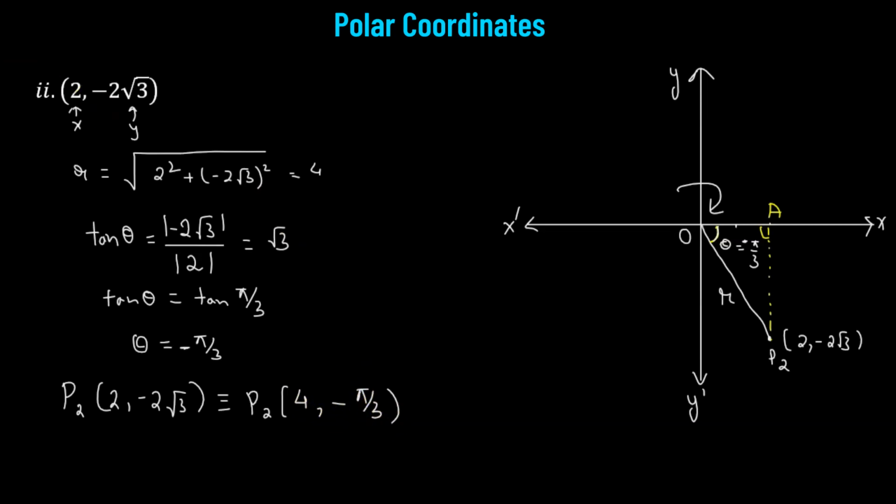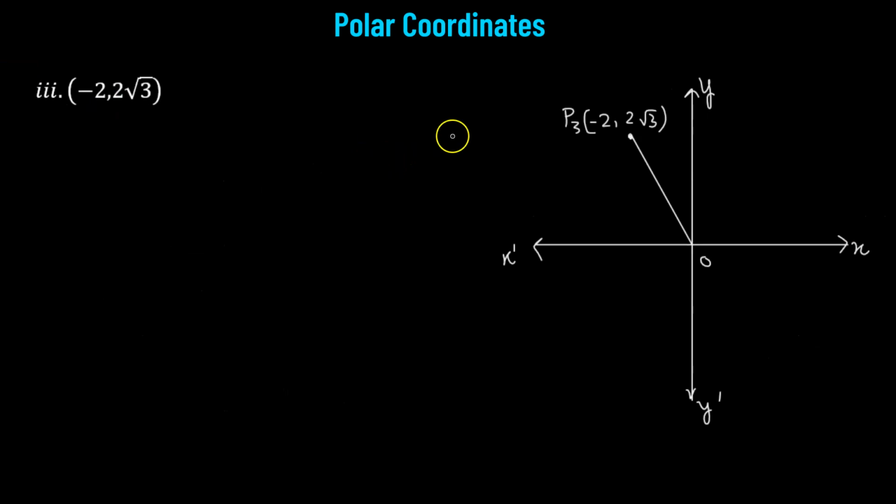Let's go to the third part. So here we have (-2, 2√3). We are going to lie in the second quadrant, because here in the second quadrant the x coordinate is going to be negative. We are lying on the negative x-axis, and the y coordinate is going to be positive, as we are in the positive y direction. Fine. So our task will be to convert the point P3 into its polar equivalent.